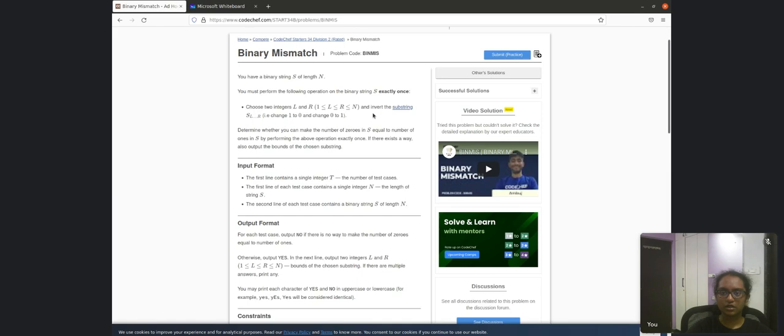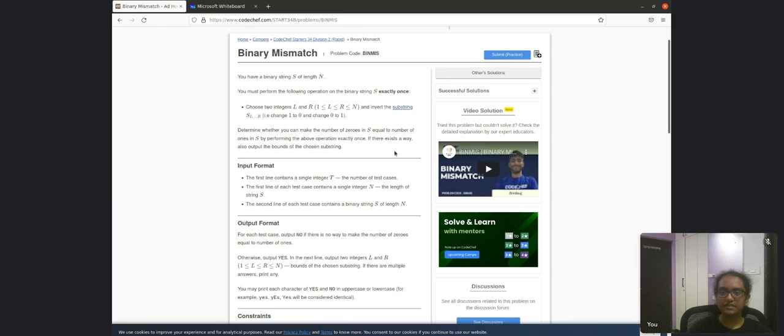So we're supposed to choose two integers, L and R, which are indices of the array or string that we're given, and we have to invert the substring, which is all the numbers from L to R of the string. And when they say invert, they mean change all the ones to zeros and all the zeros to ones.